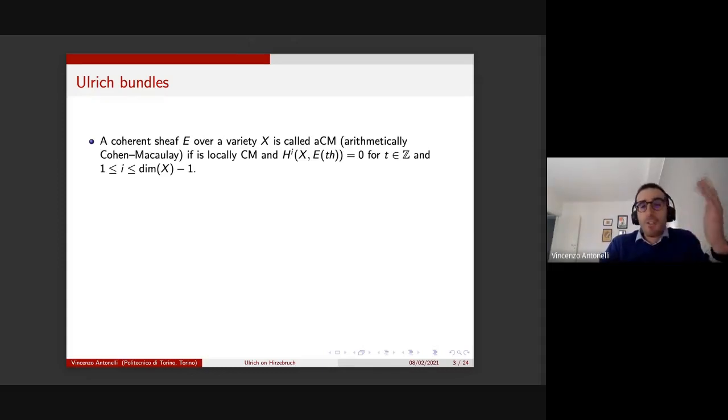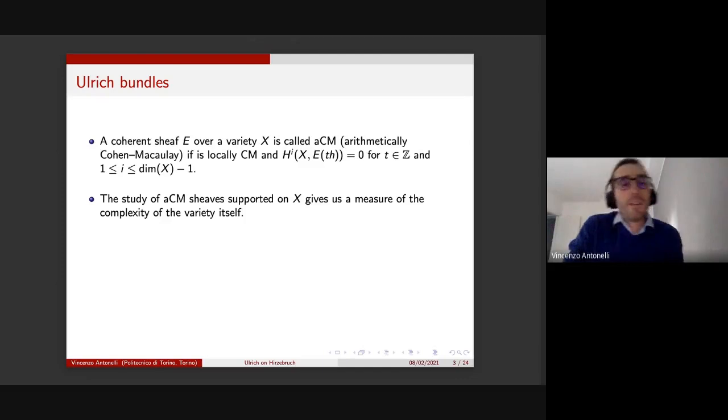If we take a coherent sheaf over a variety, it's called ACM, so arithmetically Cohen-Macaulay, if it's locally Cohen-Macaulay and it has no intermediate cohomology. By no intermediate cohomology, I mean that if you take the coherent sheaf E and you twist it by multiples of the hyperplane section, you can only have H^0 and H^n, where n is the dimension of the variety.